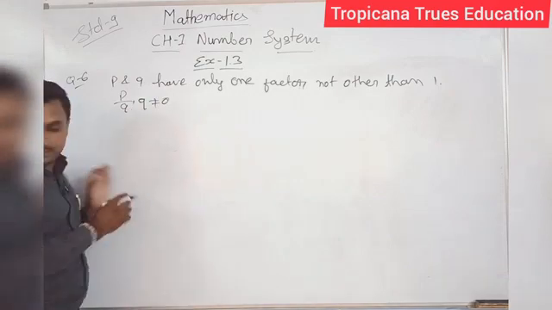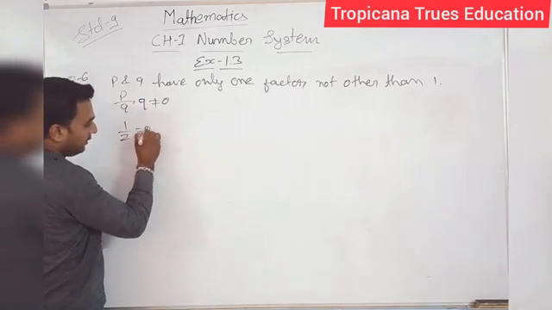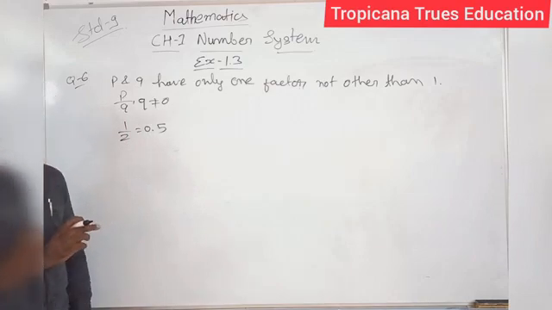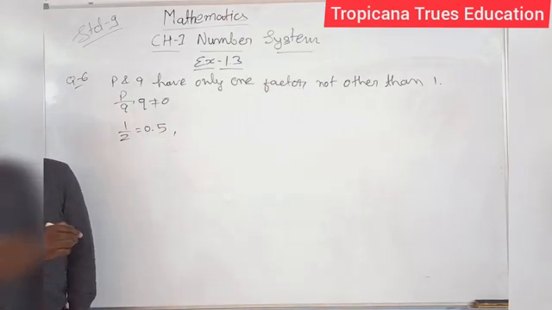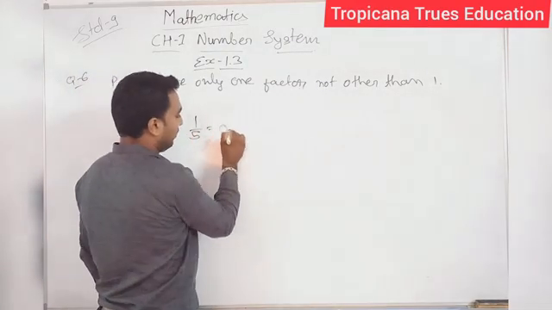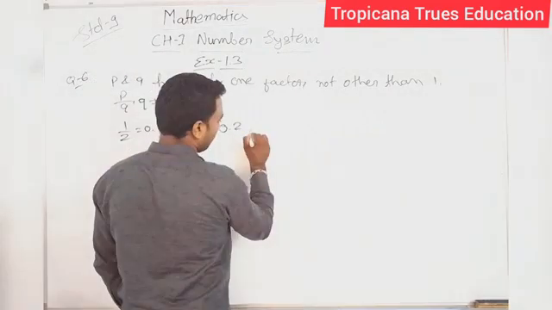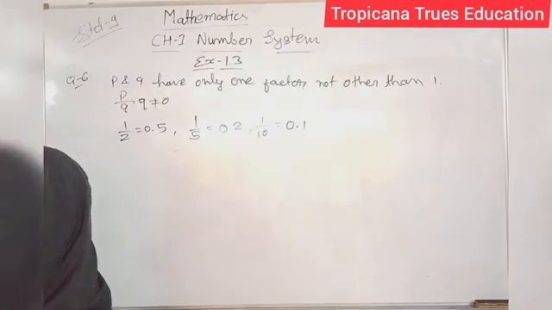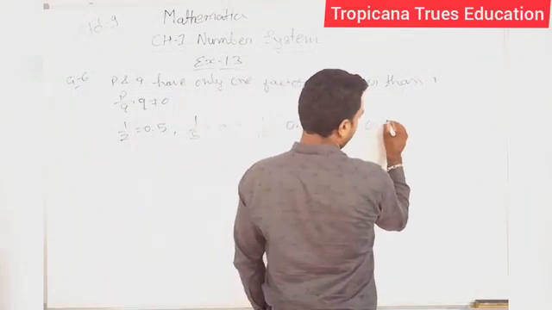Now see here, I will write a few numbers: 1 upon 2, where the answer will be 0.5. You have to do this with division, but I will write it directly because of the time limit. Here 1 by 5, 0.2. Then next 1 upon 10, 0.1. Next 1 upon 4, 0.25.